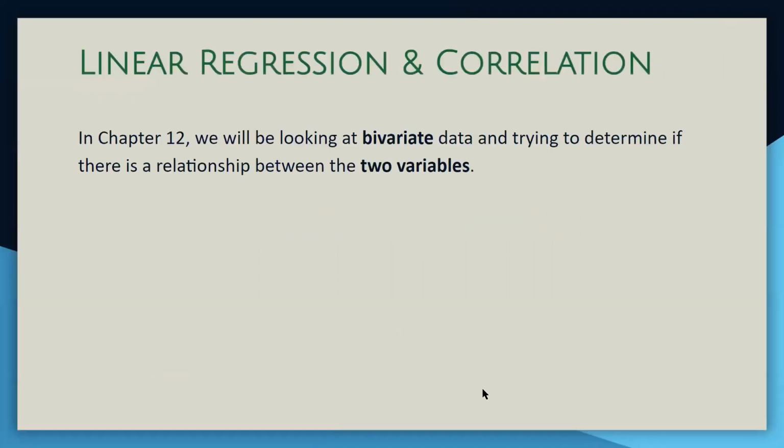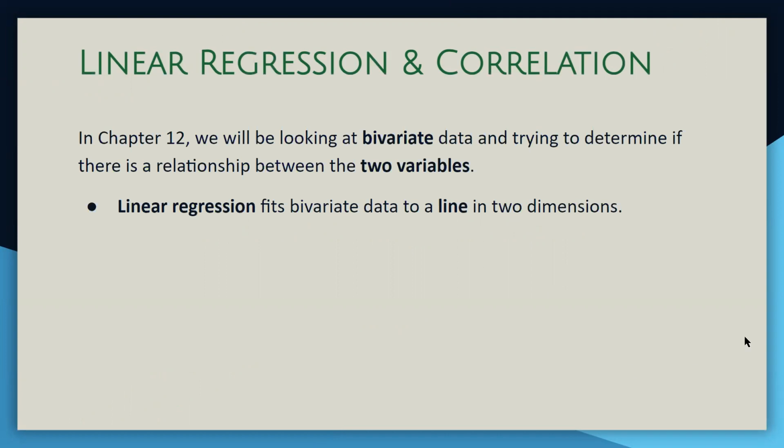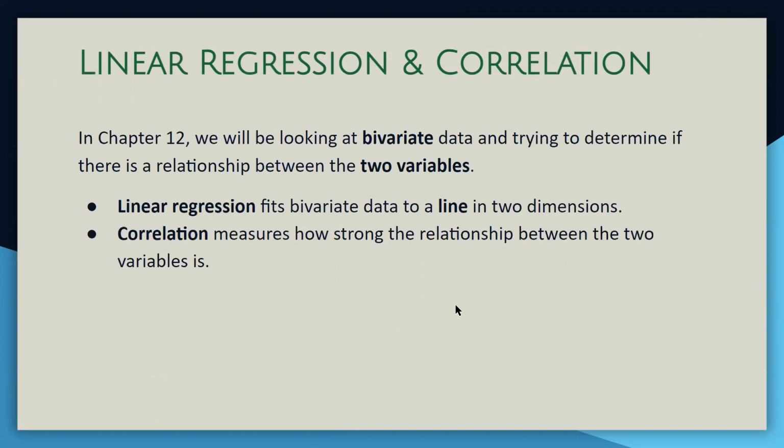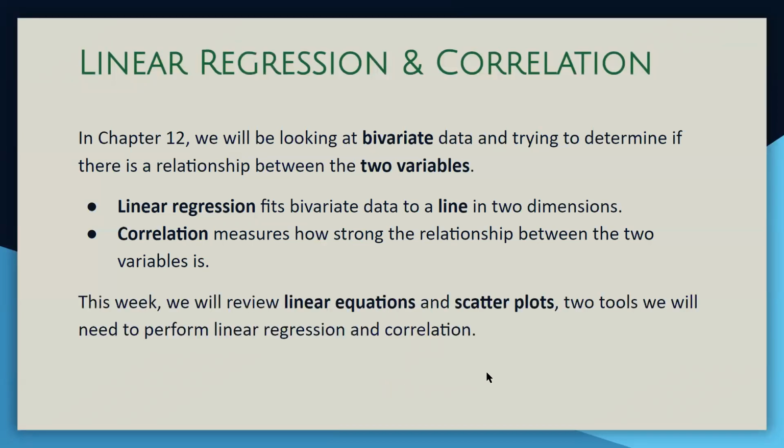In chapter 12, we're going to be looking at bivariate data, which is 2-variable data, and trying to determine if there is a relationship between the 2 variables. Linear regression fits bivariate data to a line in 2 dimensions, and correlation measures how strong the relationship between the 2 variables is. So this week, we're reviewing 2 important tools that we'll need to do linear regression and correlation next week.